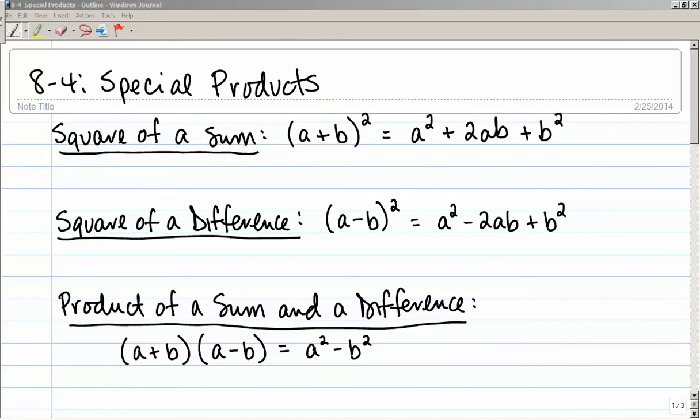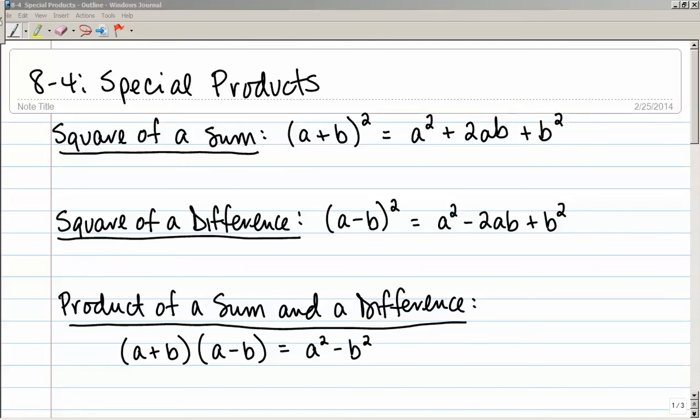And the last formula is the product of a sum and a difference. Notice a plus b is a sum, a minus b is a difference, and when I multiply those, I get a squared minus b squared. The reason this works is if you take a quick look at the FOIL, a times a is a squared. When I do my outer, a times negative b gives me a negative ab. My inner, a times b gives me a positive ab. And those will cancel each other out. And then b times negative b gives me the negative b squared.